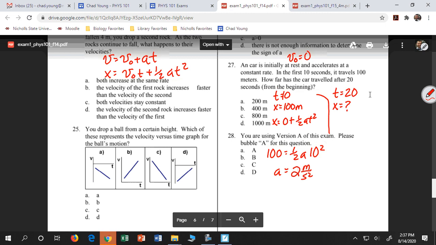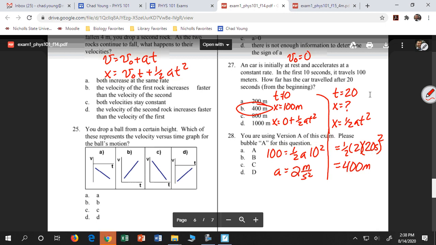Now I can go to the second part of the problem, which is really just asking what is the distance now that it's traveled after not 10 seconds, but 20 seconds. And so it's going to be equal to 1/2 A T squared. The V naught term just goes away because V naught is equal to 0. 1/2 of 2 times T squared. T was 20 seconds squared. So that's going to be 400 meters. So the answer there is B.